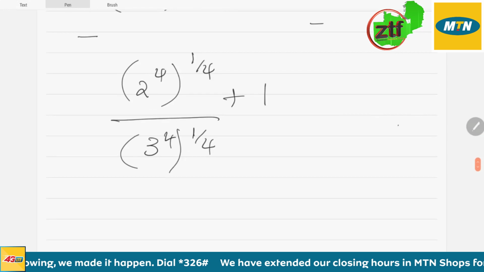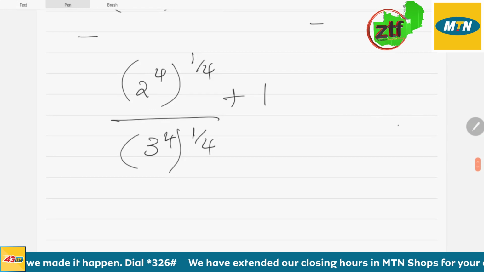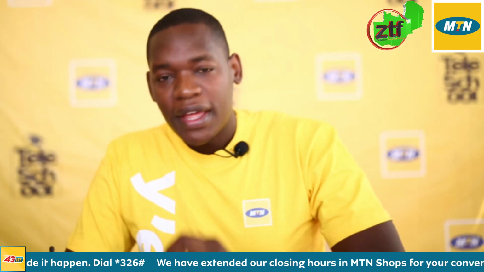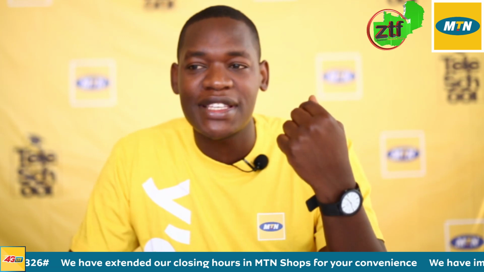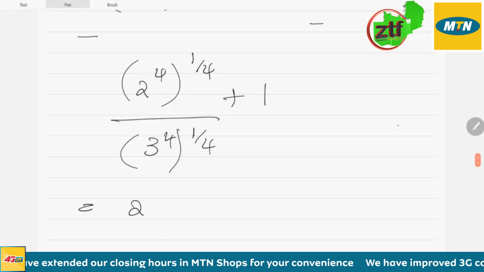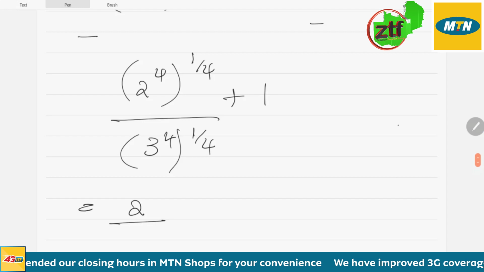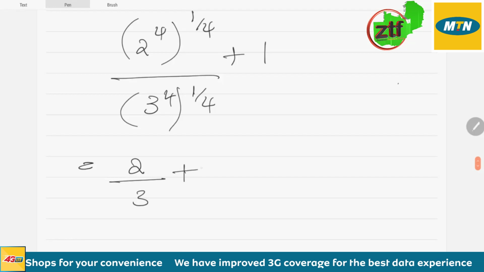Then when I multiply 2 raised to the power 4 by the power of the power, 4 multiplied by its multiplicative inverse, I'll get 1. So this will give us 2, because 4 multiplied by its multiplicative inverse gives us 1. I will do the same with the denominator, 3 raised to the power 4. When I multiply 4 by its multiplicative inverse, I get 1. So I will have 3, then plus 1.